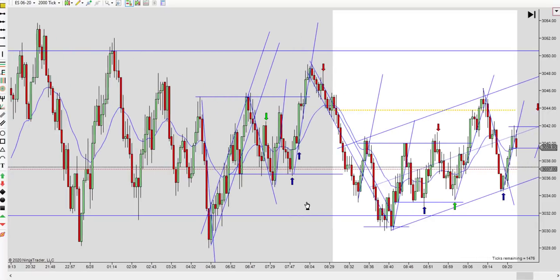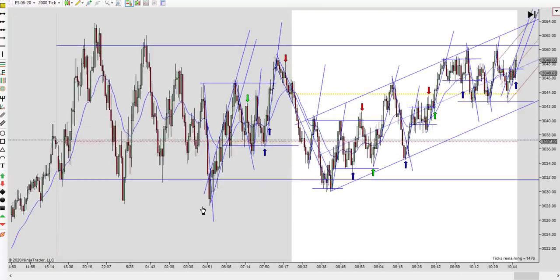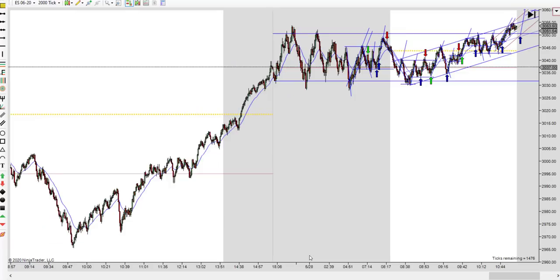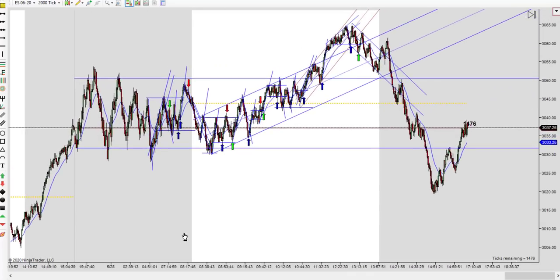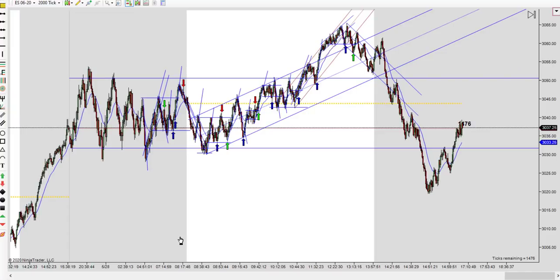So I'm going to say it one more time. Your first goal is to find the key entry points and then wait on prices to get to them. And then when prices get there, then you look for your setups.